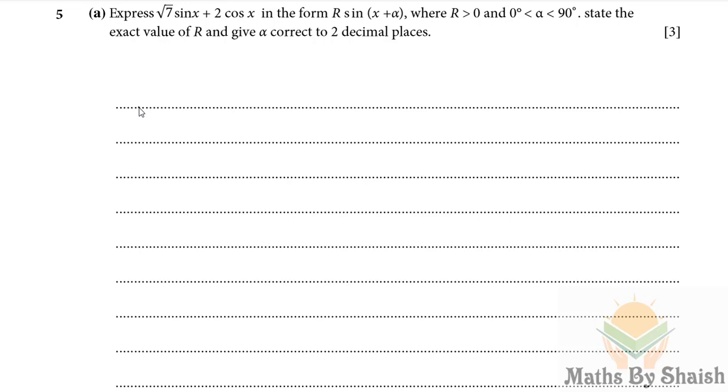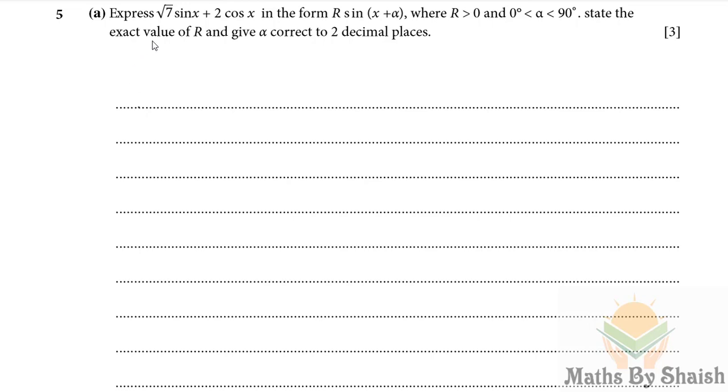Today in this video we are going to discuss the next few questions from the Feb-March 2021 paper 3 of 9709, that is Cambridge A-level mathematics. And here is the fifth question.